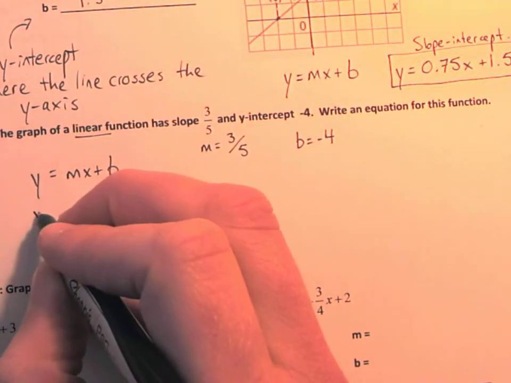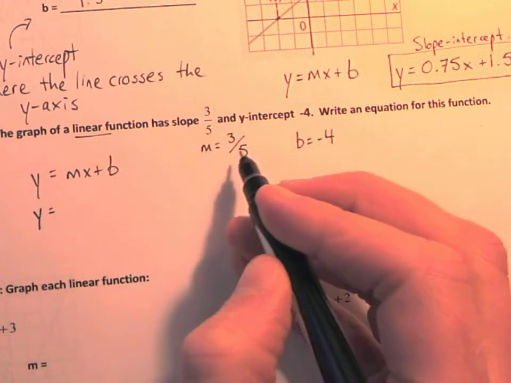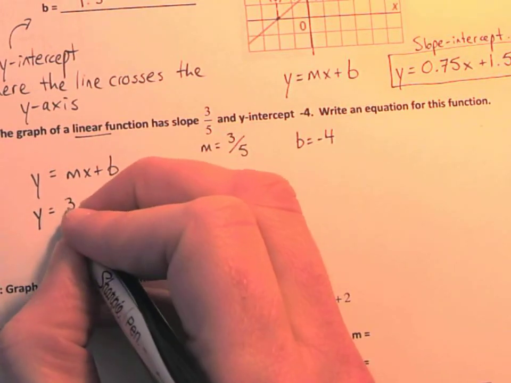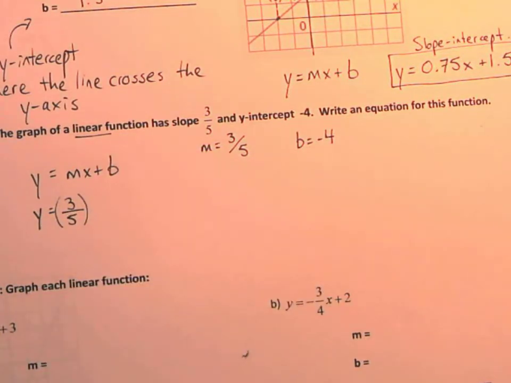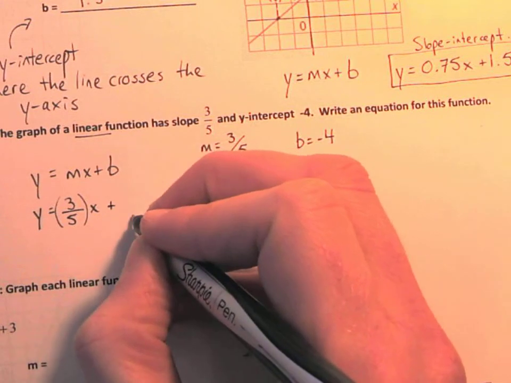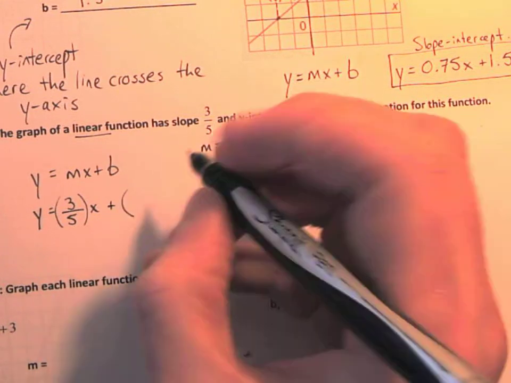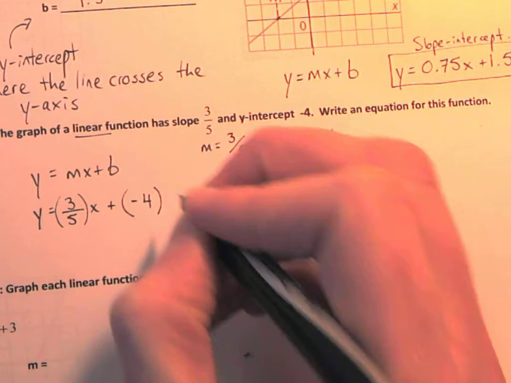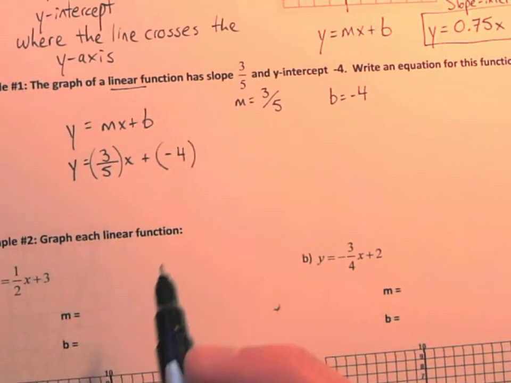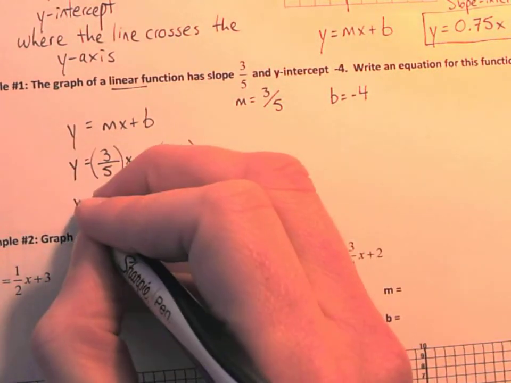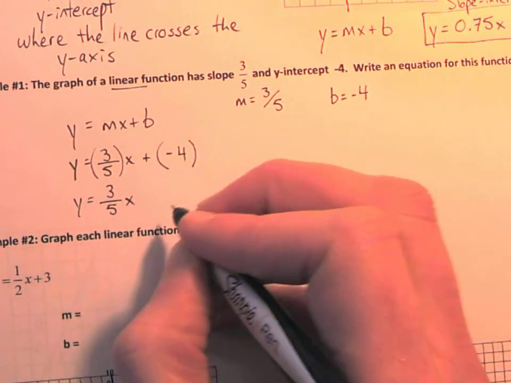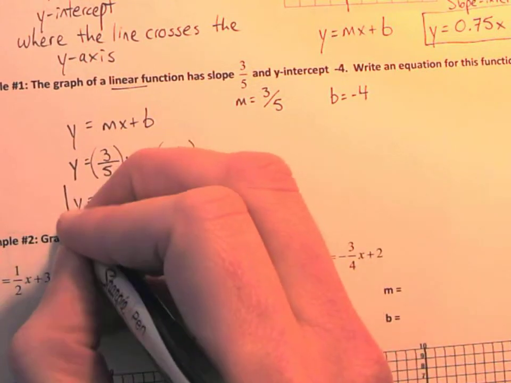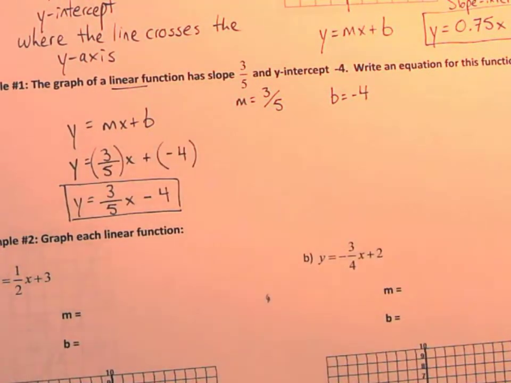Alright, so you leave y as y, and our m, they tell us what our slope is, 3 over 5. So we can write 3 over 5. Generally, you would write it in brackets when you're replacing a variable. Then you write x plus, and then in brackets, our y-intercept is -4. So now we can just simplify this a bit. We can drop the brackets here. So y equals 3 over 5x, and then a plus times a negative is just a negative, so -4. So that is our equation of this particular line.